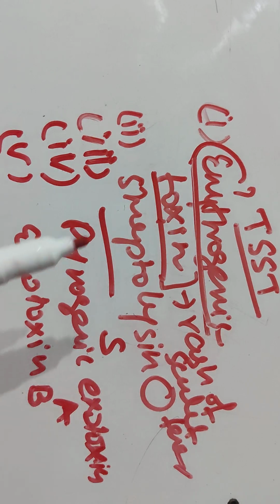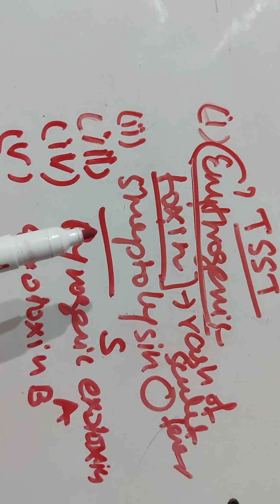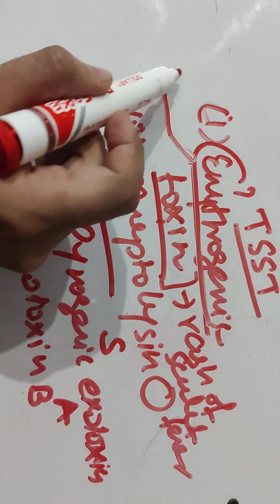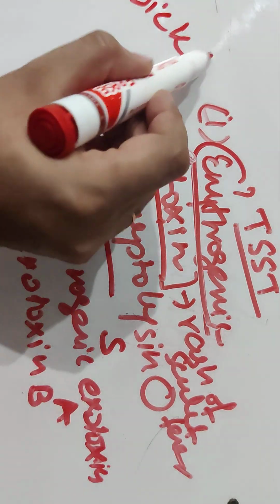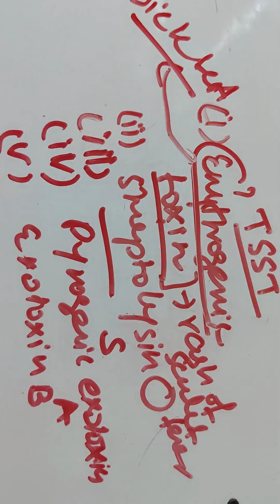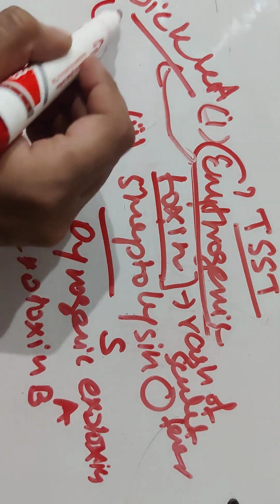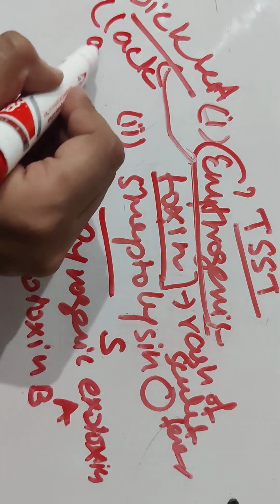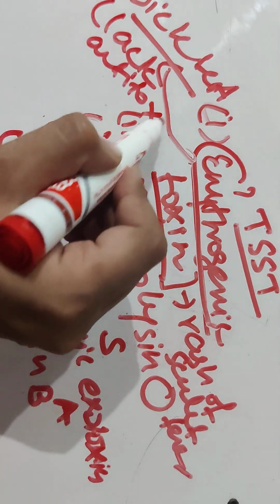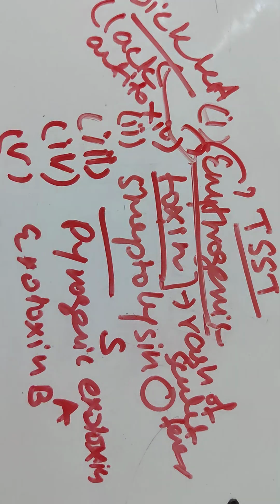The injection of a skin test dose of erythrogenic toxin, the Dick test, this is a skin test, gives a positive result in persons lacking antitoxin. The persons who lack antitoxin show a positive result to erythrogenic toxin.